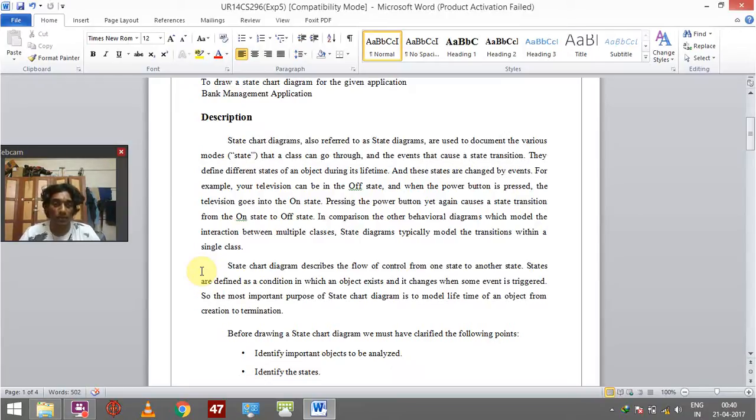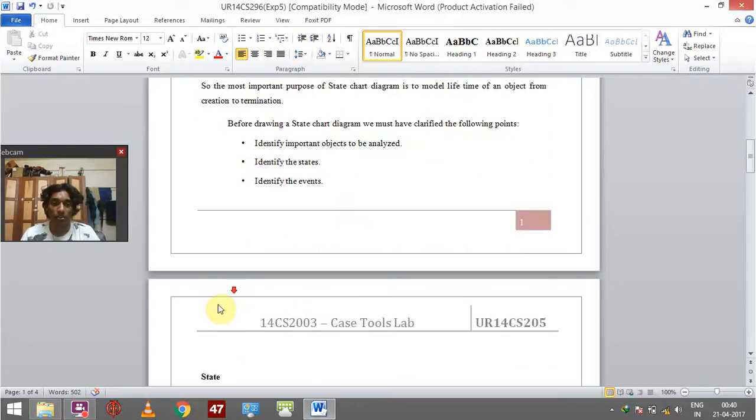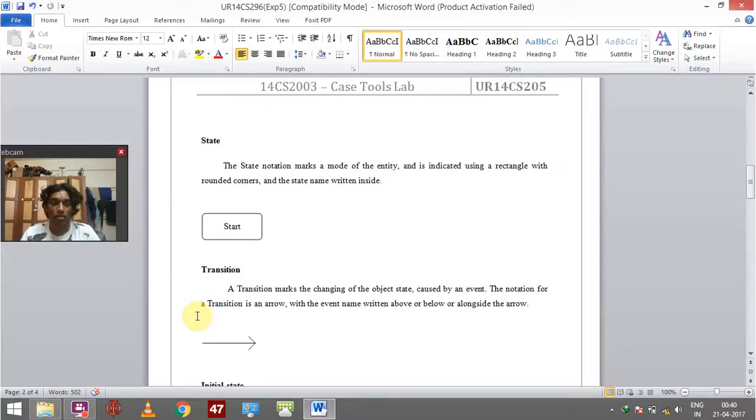But before drawing the diagram, we have to clarify a few points. We have to identify the objects to be analyzed. We have to identify the different number of states which have to be used, and how they are connected. We have to identify the different types of events. A state marks the mode of an entity, like part of a class.